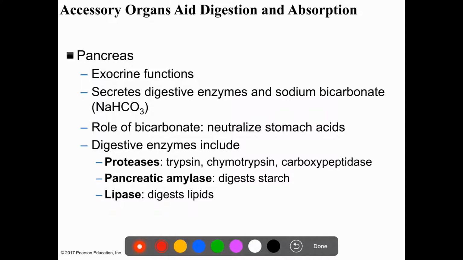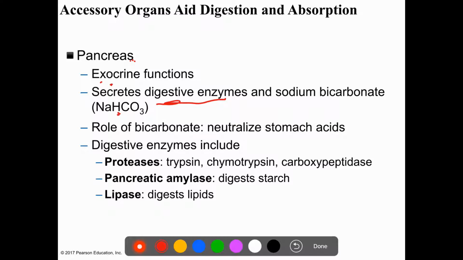Now we said in the small intestine it mixes enzymes coming from the pancreas and the liver. So let's talk about the pancreas. Pancreas, it has two functions, exocrine and endocrine function. We will talk about the endocrine function later, but let's see now the exocrine function. Exocrine function represented by secreting some digestive enzymes and sodium bicarbonate.